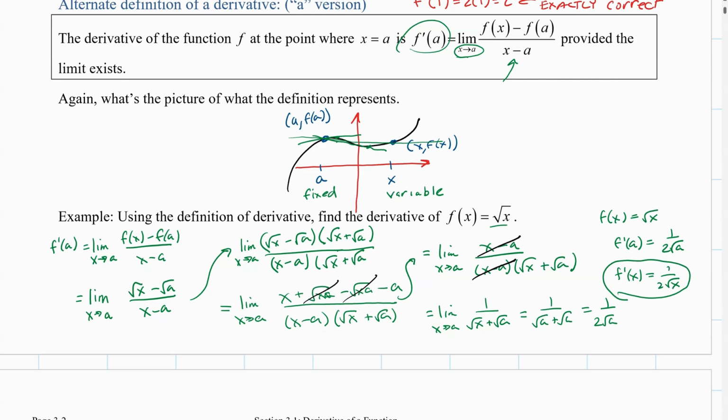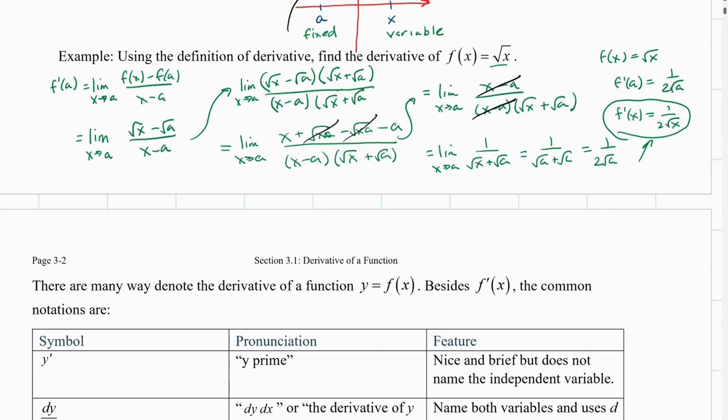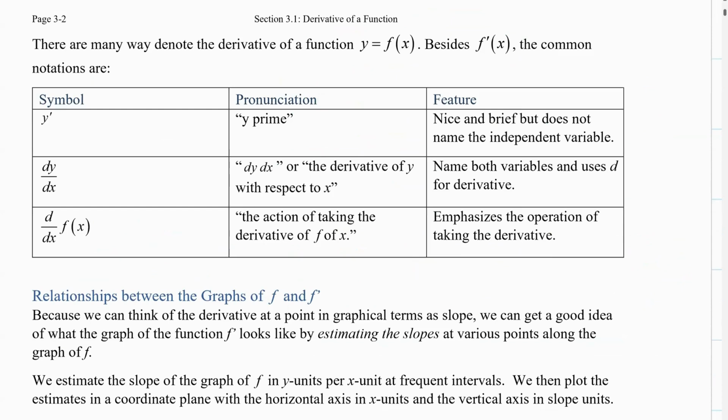If I want to know the slope of a square root function somewhere on that curve, I can use this expression to find the slope of that tangent line. All right, let's continue on. We've got a lot of new vocabulary, so we want to make sure that we can speak that vocabulary to each other successfully.